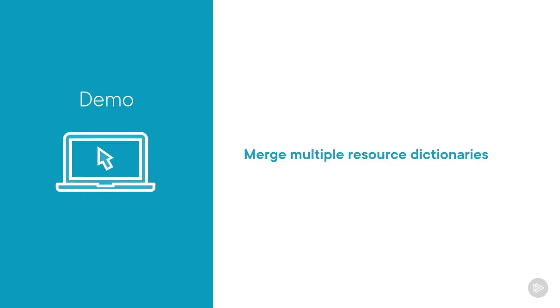In this demonstration you will learn how to merge multiple resource dictionaries into a single resource dictionary. This is necessary if you want to organize your resources across multiple XAML files. Let's switch to Visual Studio.